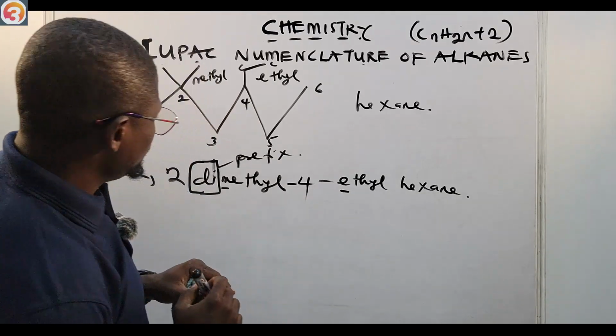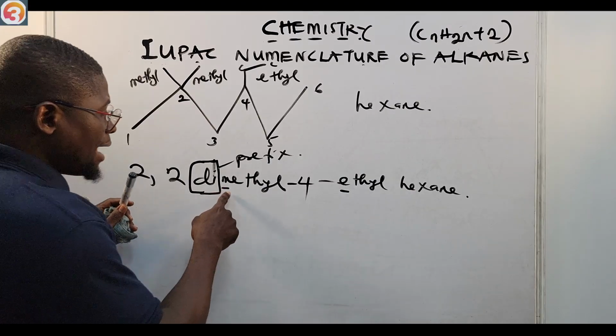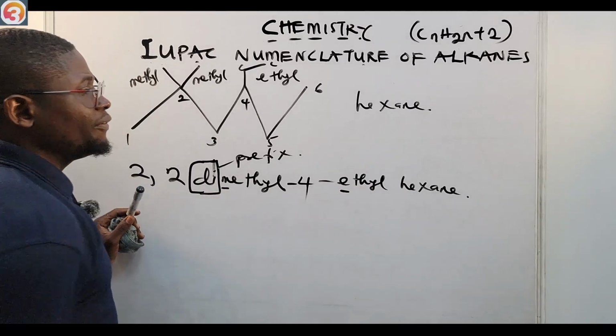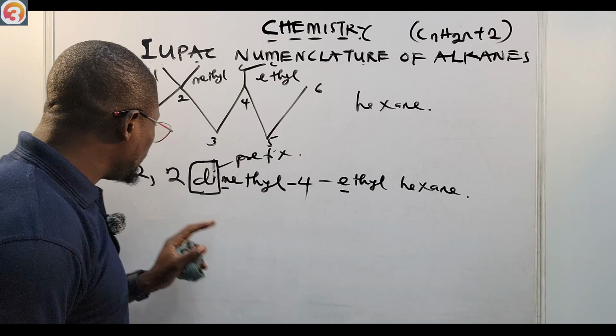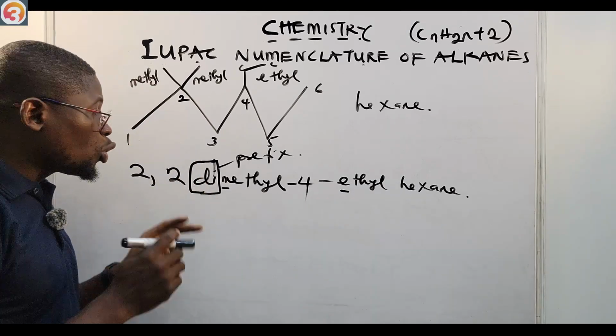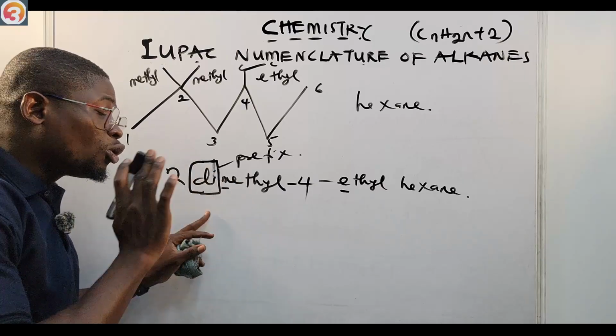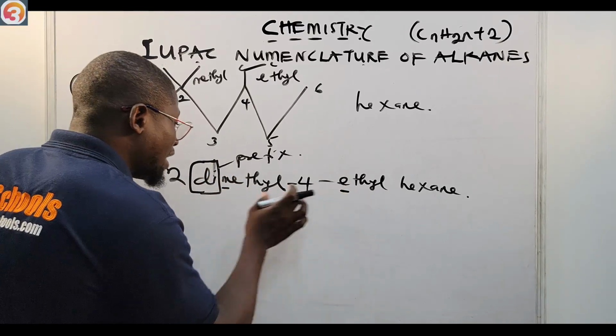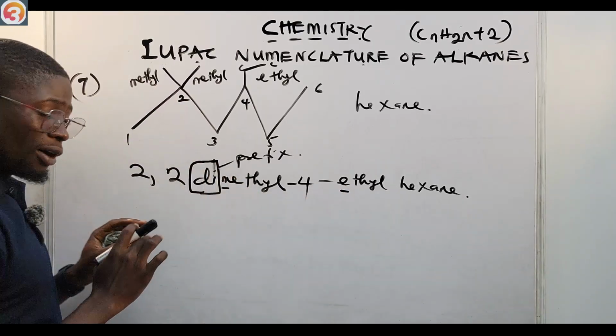All right, so now let us see. That means M and E, which one should come first? E should come first. So 4 ethyl should come before 2 dimethyl, because we are not considering this prefix. We don't consider the prefix. We are trying to check the alphabet. So this prefix, we consider that it's not there now.